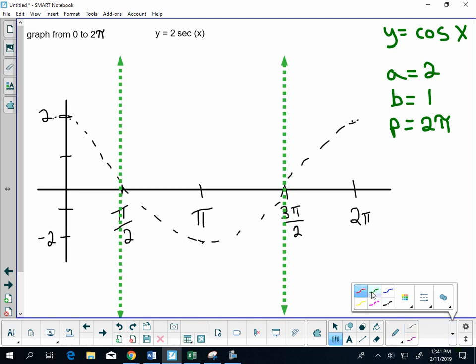We go ahead and draw. Right there's a maximum for the cosine. That'll be the minimum for the secant. And again, you can get really close to those asymptotes. Just don't touch it.